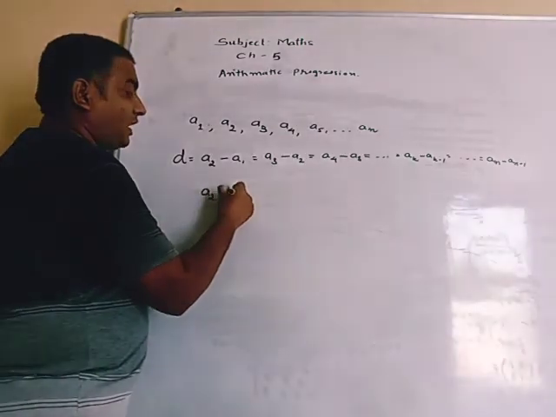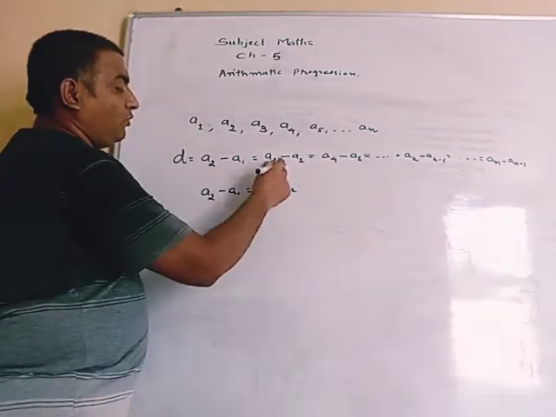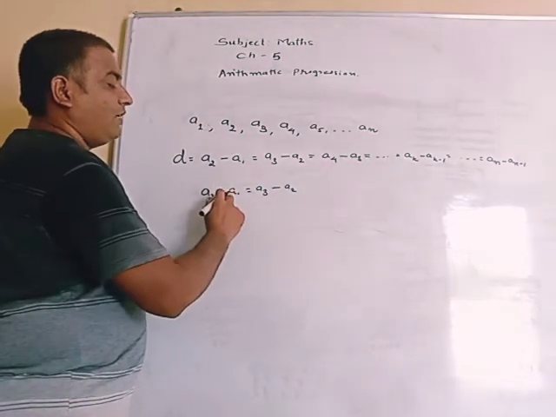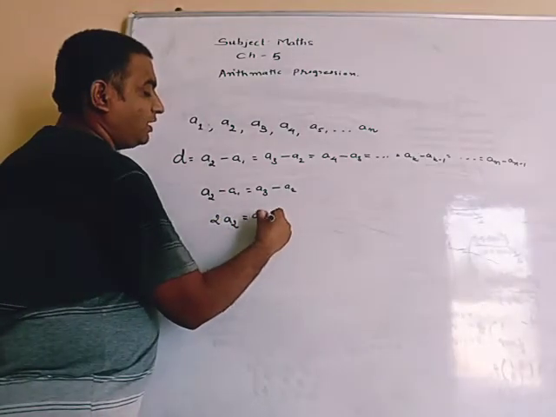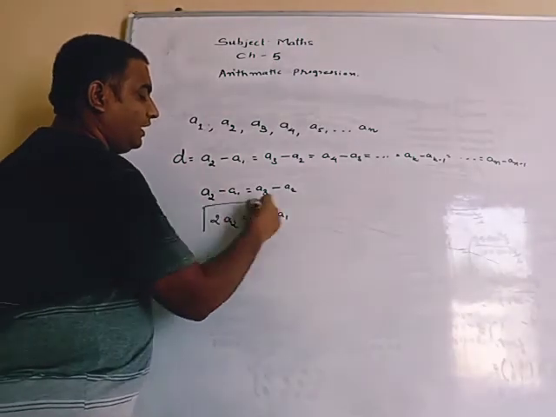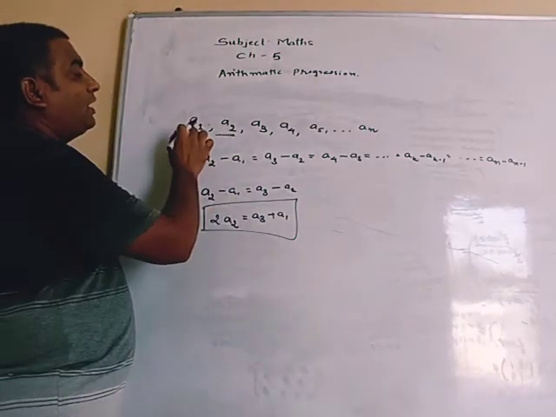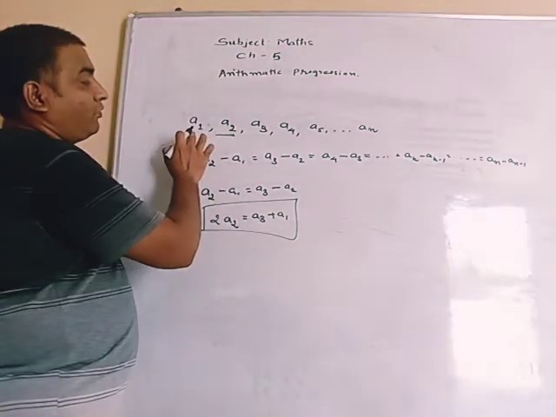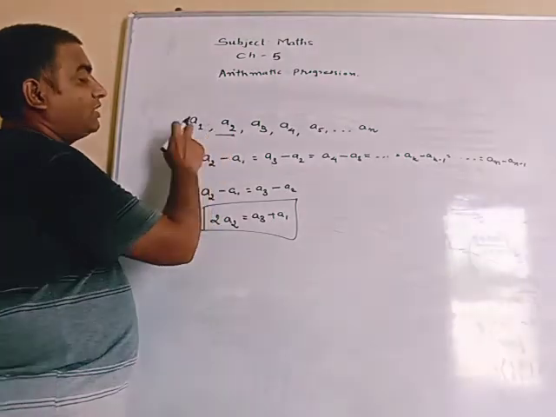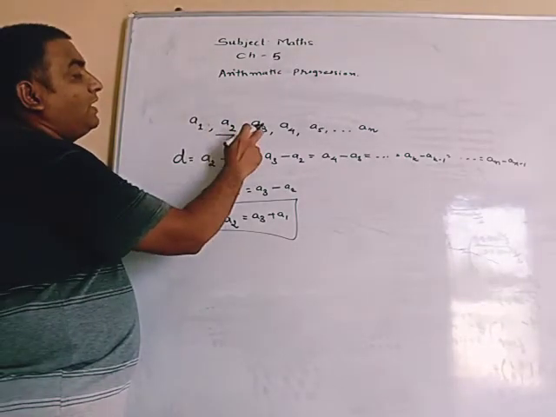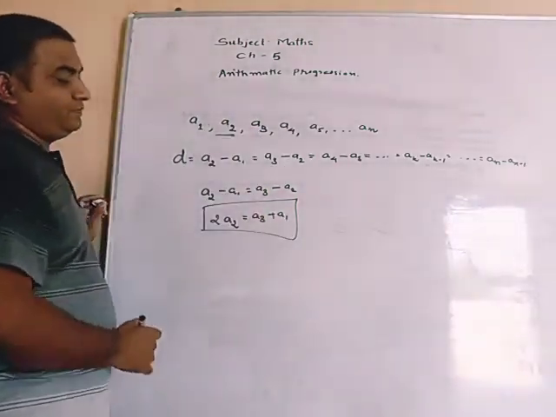So here we can see that A2 minus A1 equals A3 minus A2. Here A2 we bring from the right side to the left side, and A1 we take to the other side, and 2 times A2 equals A3 plus A1. And so in each AP we can say that the middle term is the arithmetic mean of its succeeding and preceding term, meaning A2 is the arithmetic mean of A1 and A3, and A3 is the arithmetic mean of A2 and A4.